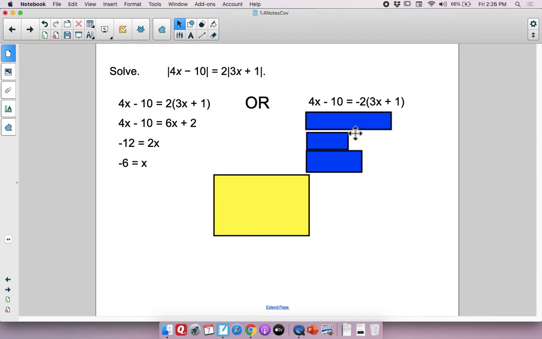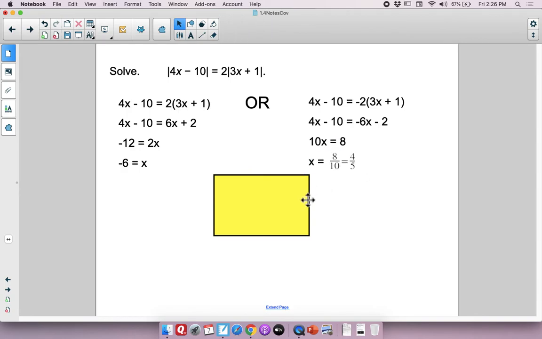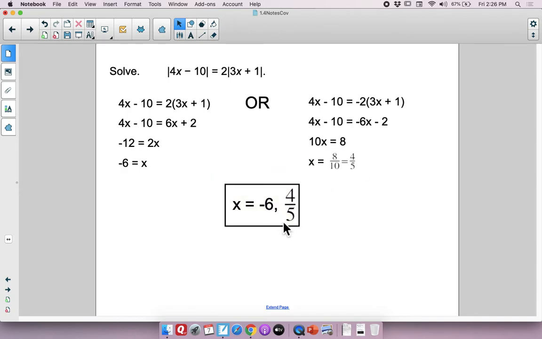And on this side, similar pattern, right? We're going to distribute. This time we get negatives over there. And I guess I added 6x to both sides. Let's see, and probably added 10 to both sides. Let's see if that's what I did. Yeah. And then divide by 10, and we get 4/5.